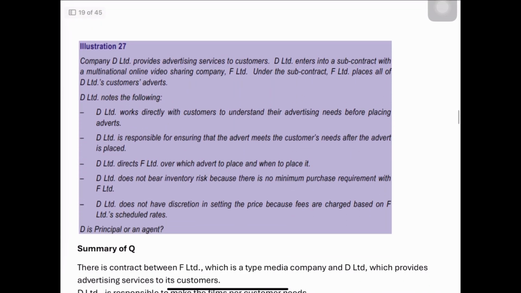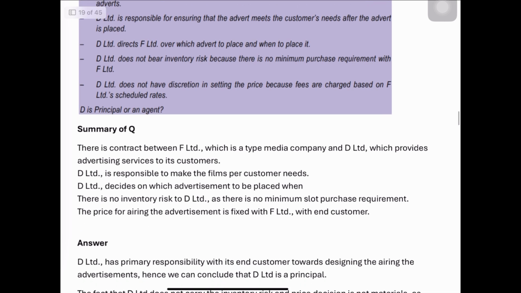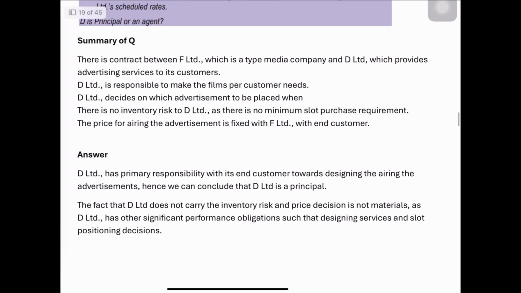Okay, so please go through the next illustration 27. Here the summary of the question is: there is a contract between F Limited, which is a type of media company, and D Limited, which provides advertising services to its customers. D Limited is responsible for making films as per the customer needs, and D Limited decides which advertisement is to be placed when. So the slots are decided by D Limited.